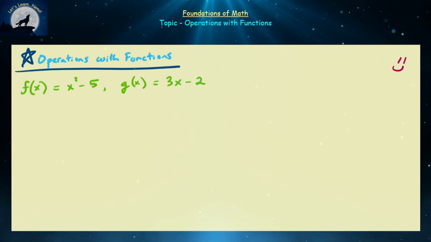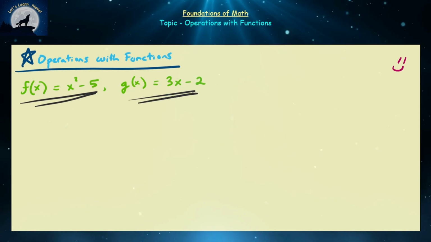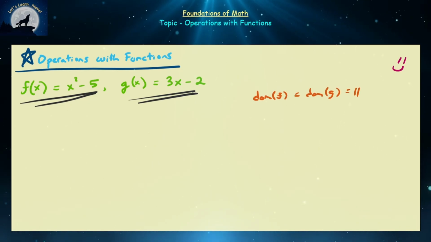So let's take, for example, f of x is equal to x squared minus 5, and g of x, which is defined to be 3x minus 2. And let's take, without loss of generality, that the domain of f and also the domain of g are both taken to be the set of real numbers.